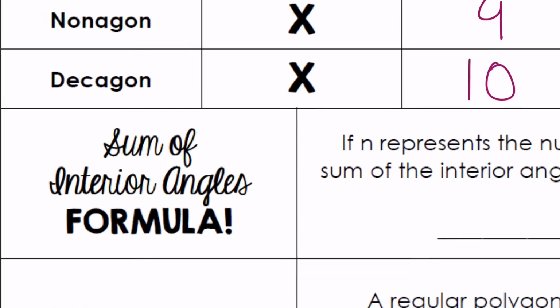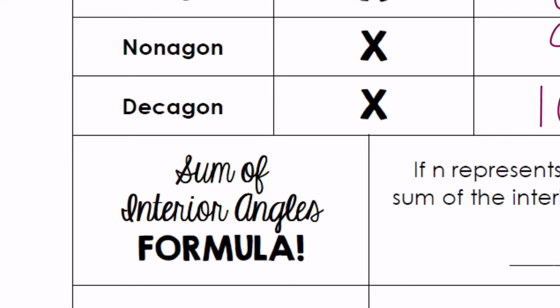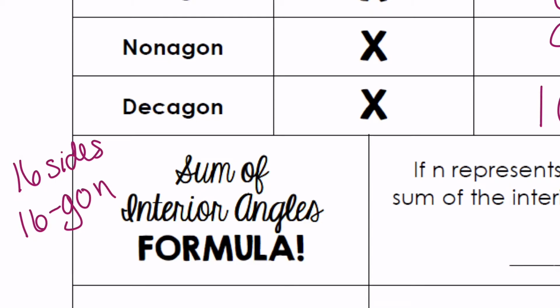So what that means is, let me find a little spot to write. If I have a shape that has 16 sides, I'd call that a 16-gon. They don't have special names after that. It's just the number of sides they have and then gon afterwards.